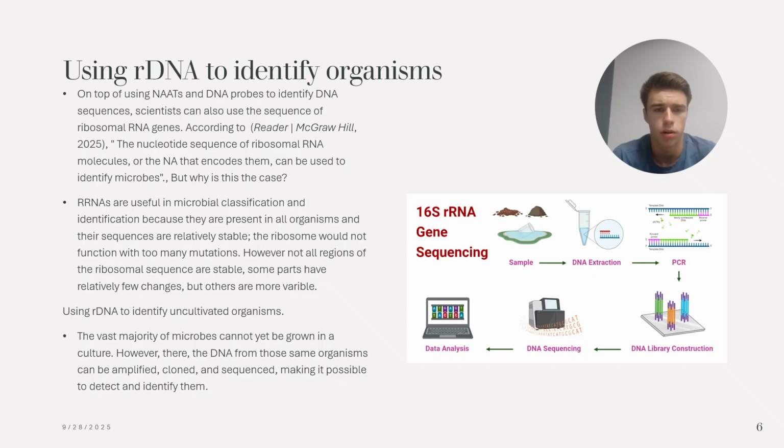Well, rRNAs are useful in microbial classification and identification because they are present in all organisms and their sequences are relatively stable. The ribosome would not function with too many mutations. However, not all regions of the ribosomal sequence are stable. Some parts have relatively few changes, but others are more variable.